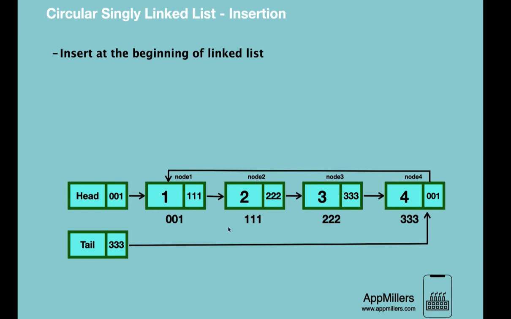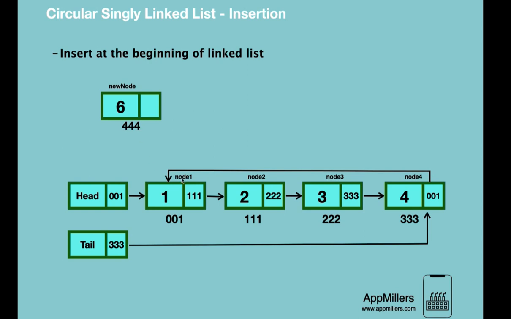Imagine that we have a circular single linked list like this. We want to insert a node at the beginning of this circular single linked list. The first thing that we are going to do is to create a blank node and assign a value to it. In this case, this is our node, which has the value of 6, and the physical location of this node in the memory is 444.